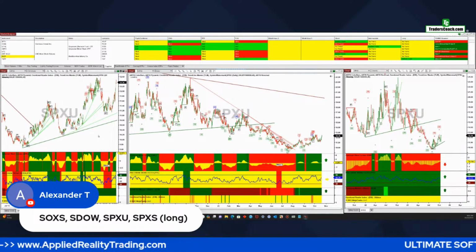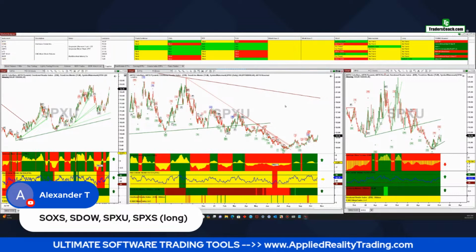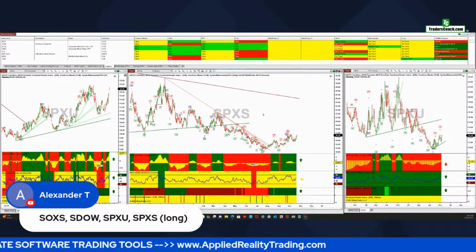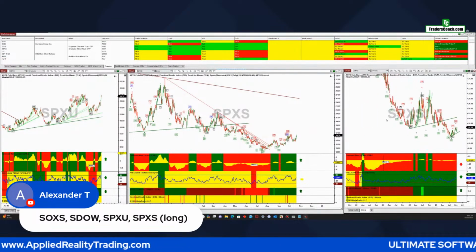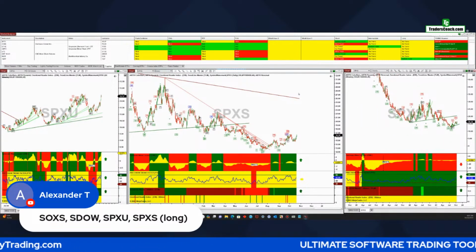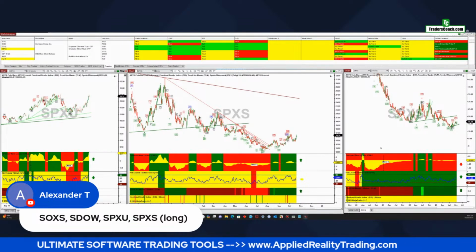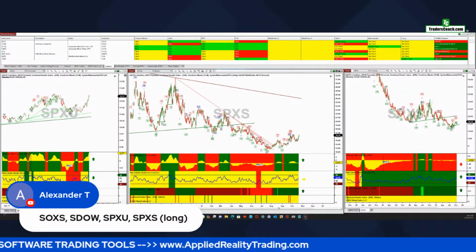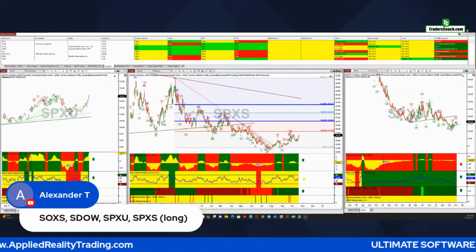I haven't looked at that one in a long time. All right, SPXS? Not sure I know that one. Okay, it's an inverse. Okay, I got it. So again, green PTF on the lower time frames coming up again. Same thing.